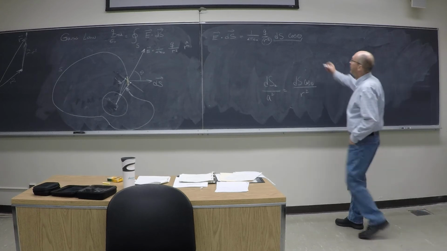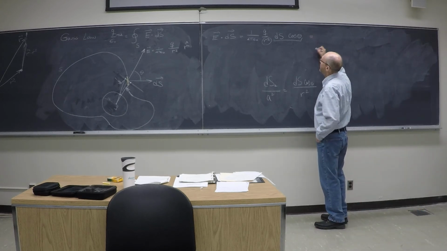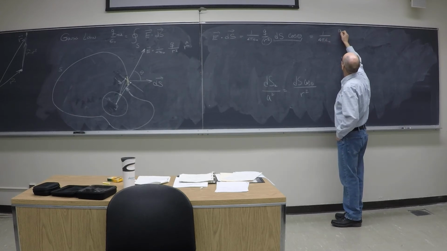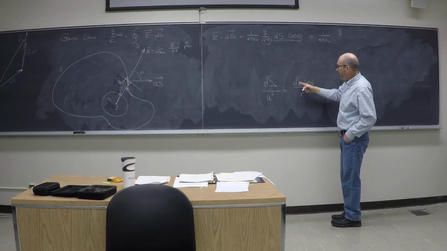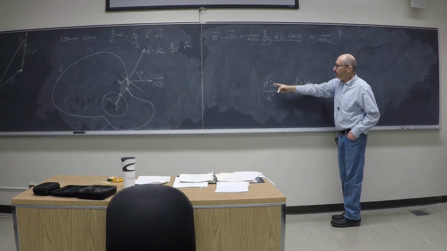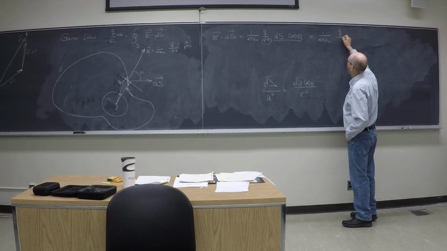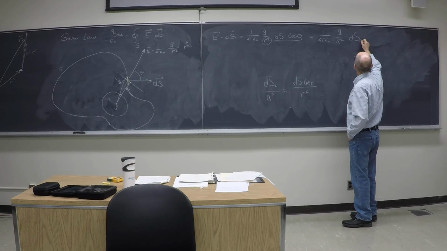So that means that we can write this thing as 1 over 4 pi epsilon 0 q, and then instead of writing this ratio that we have here, I'm going to write this ratio here, ds over a squared times ds, but now on the sphere.